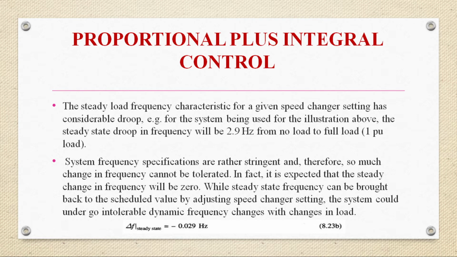For example, for the system being used for the illustration above, the steady state drooping frequency will be 2.9 Hz from no load to full load. System frequency specifications are stringent, and therefore so much change in frequency cannot be tolerated. So it is expected that the steady change in frequency will be 0.